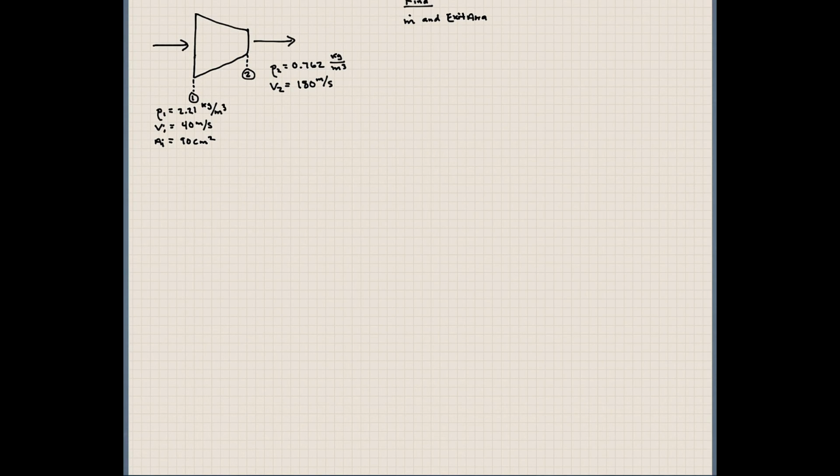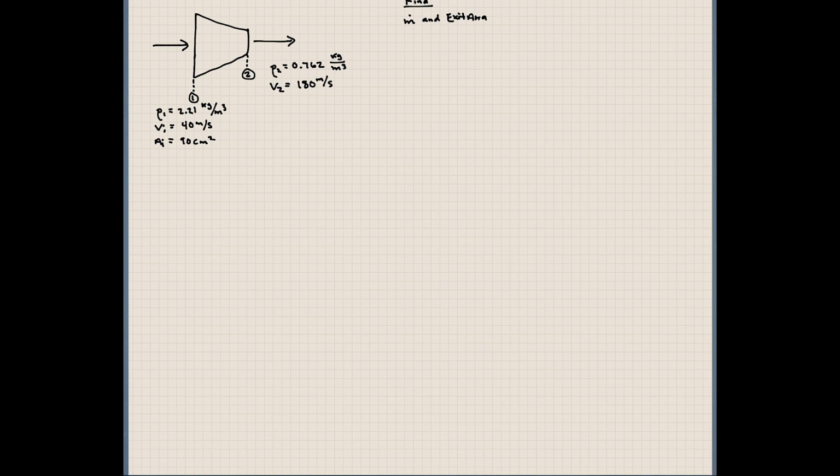So I'm going to solve some problems now from chapter 6. And in the first problem here, we have a nozzle, and the nozzle has some flow going through it, and the flow is initially at a density of 2.21, velocity of 40 meters per second, and an inlet area of 90 centimeters squared. Comes out, we have the density and velocity there.